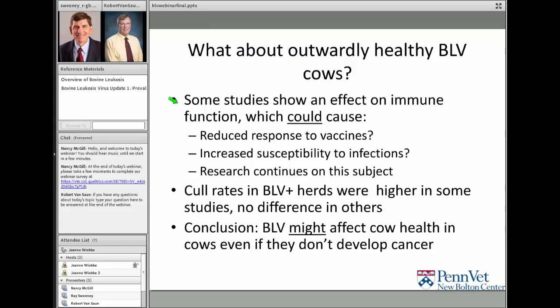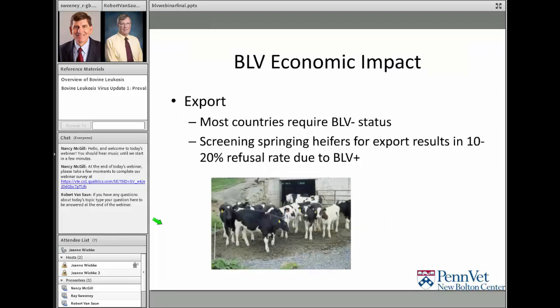What about some other things? There's been some speculation that, well, if this is affecting their white blood cells, maybe it's going to affect their immune function. Will it reduce their response to vaccines? Will it make them susceptible to other infections like mastitis? I just have to say that research is continuing on this subject, and BLV might affect cow health in cows, even if they don't develop cancer, but the jury is still out. And again, the impact economically is probably not nearly the level of things like Johne's, mastitis, or lameness.